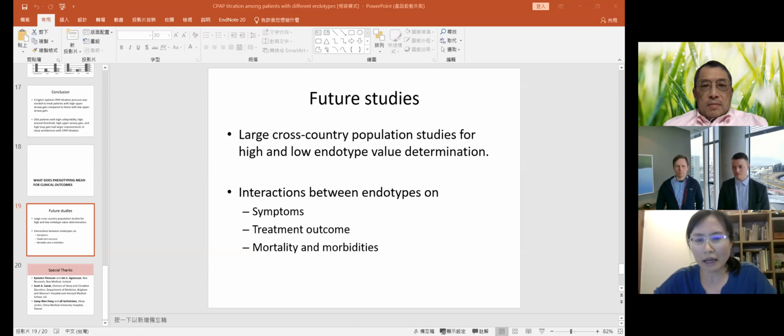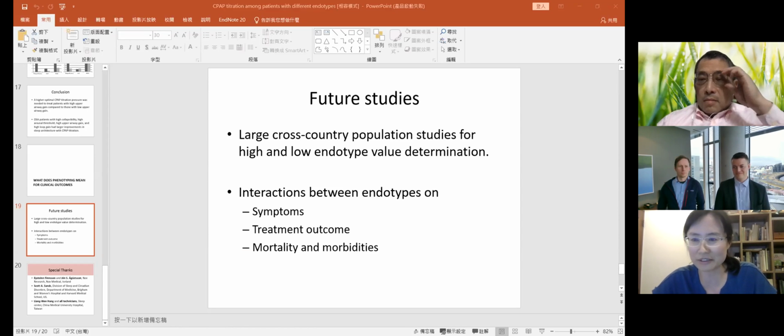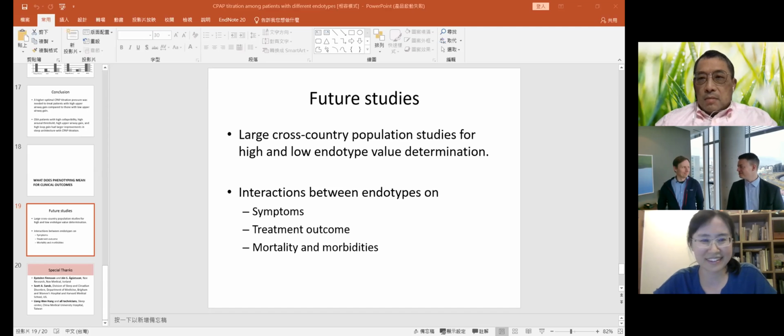I don't think it's going to change in a short time, because home PSG in Taiwan has to be paid out of pocket, so most people would still choose to do the study in the laboratory. But in some other countries where standard in-lab PSG is not covered by insurance, people would choose to do home PSG. Is it possible to upload their own home PSG into the cloud and see their own endotype? This is maybe a question to us. And Jon, do you want to take your future guess on that?